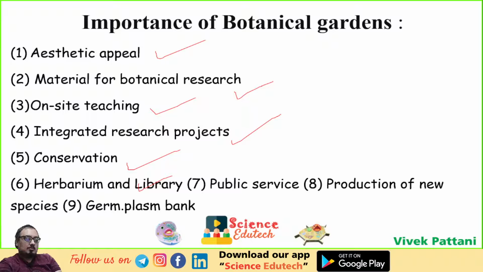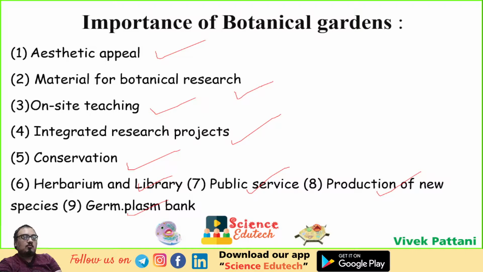Next one is public service. Botanical gardens provide information to the general public on the identification of exotic or native species as well. The staff of botanical gardens gives understanding of landscape gardening, horticulture operations, and other allied disciplines also. It also helps in the production of new species, where new varieties are developed through grafting, tissue culture, cloning, and hybridization in the botanical gardens.